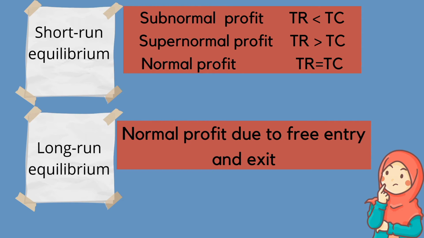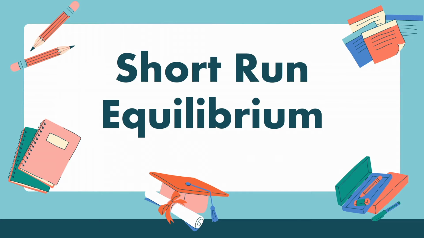In short-run equilibrium, a firm will possibly enjoy three types of profit: subnormal profit, where TR is less than TC; supernormal profit, where total revenue is more than total cost; and normal profit, where total revenue equals total cost. In long-run equilibrium, there is only normal profit due to entry and exit.